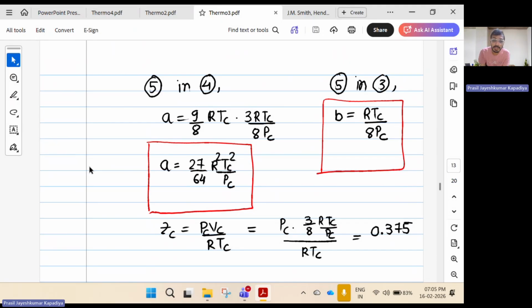Okay, so now what is told to us is that intermolecular interactions can be neglected. So we are only left with this B term. So what is my B? B is nothing but RTC by 8PC.